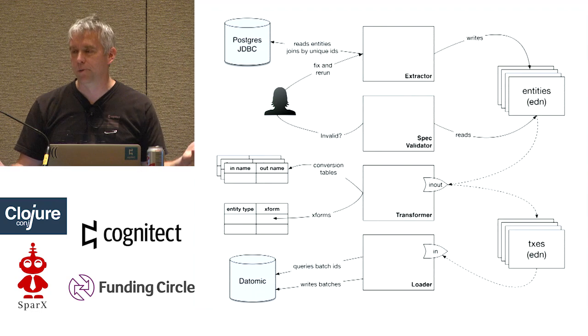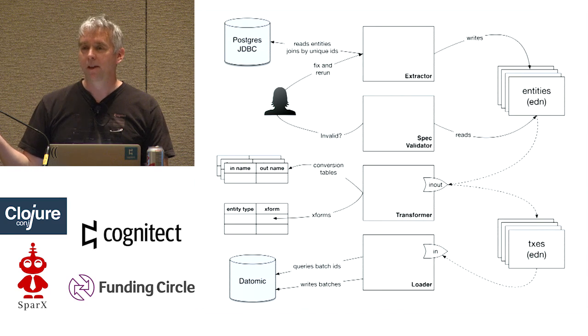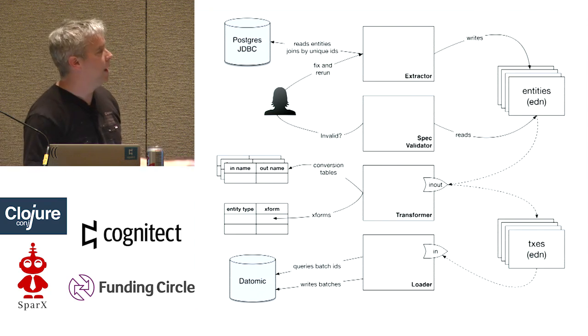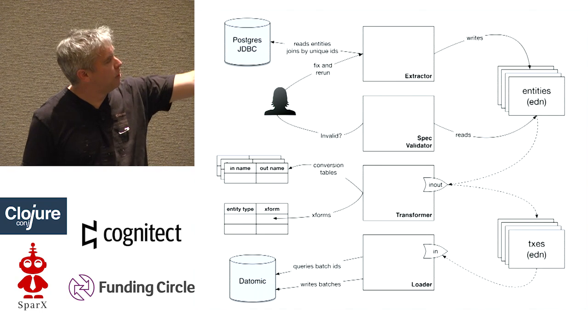So core async also didn't exist when this job was first written, which means that the transformer really doesn't know anything about where data comes from. It really doesn't know anything about where data goes to. It's easy to monkey around with the system and tap channels and multiplex channels and play around with that stuff.